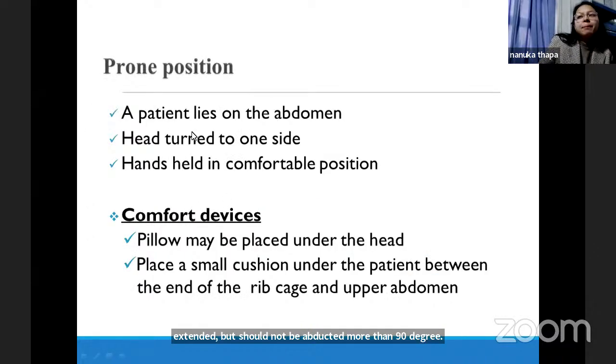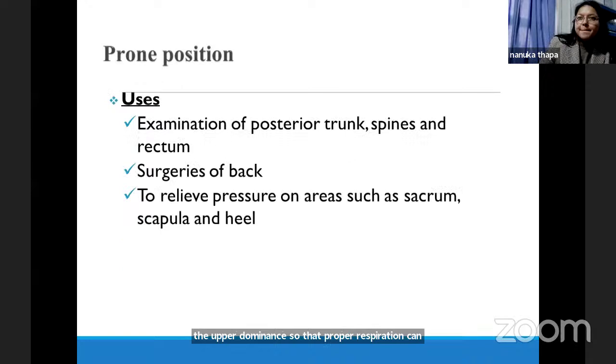So in the prone position, a patient lies on the abdomen, the head is turned to one side, and the hands are held in a comfortable position. As we have seen, pillows may be placed under the head, and a small cushion placed under the patient between the end of the rib cage and the upper abdomen, so that proper respiration can occur without any obstruction.